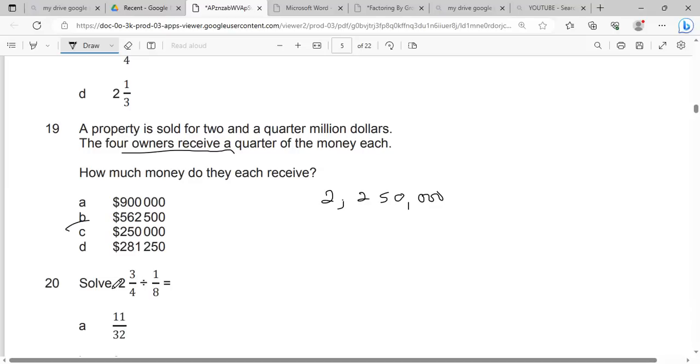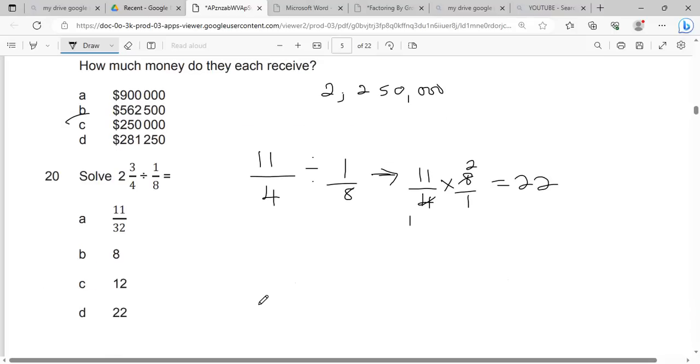This one says solve 2 3/4 divided by 1/8. So 2 times 4 is 8, and that's 11 over 4 divided by 1 over 8. But we know what the rules state. The rules state that when we're dividing, we change the division to multiplication and we reciprocate. So 4 into 4, 1. 4 into 8, 2. So that should give you 11 times 2, which works out to 22. I'm not seeing that yet. All right, here we go. So 1/3 there, guys, 33%.